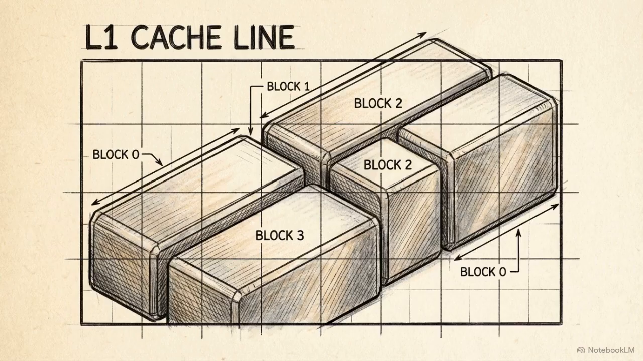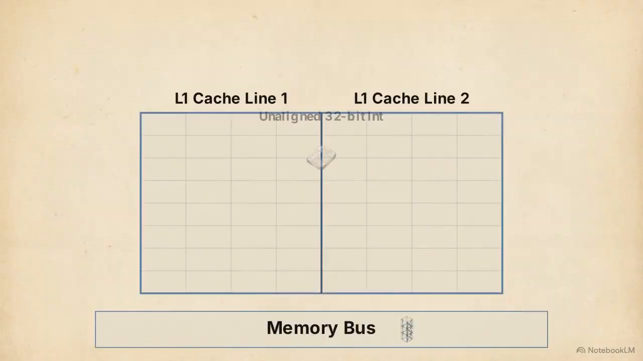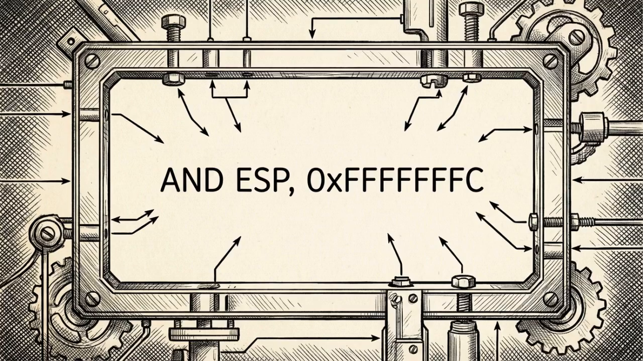Modern microarchitectures mandate that data accesses perfectly align with the physical boundaries of the CPU's L1 cache lines. Attempting to read an unaligned integer forces the processor to execute 2 separate memory fetches, triggering severe hardware penalties across the memory bus. To forcefully comply with interface standards, applications execute a bitwise AND operation against the stack pointer.